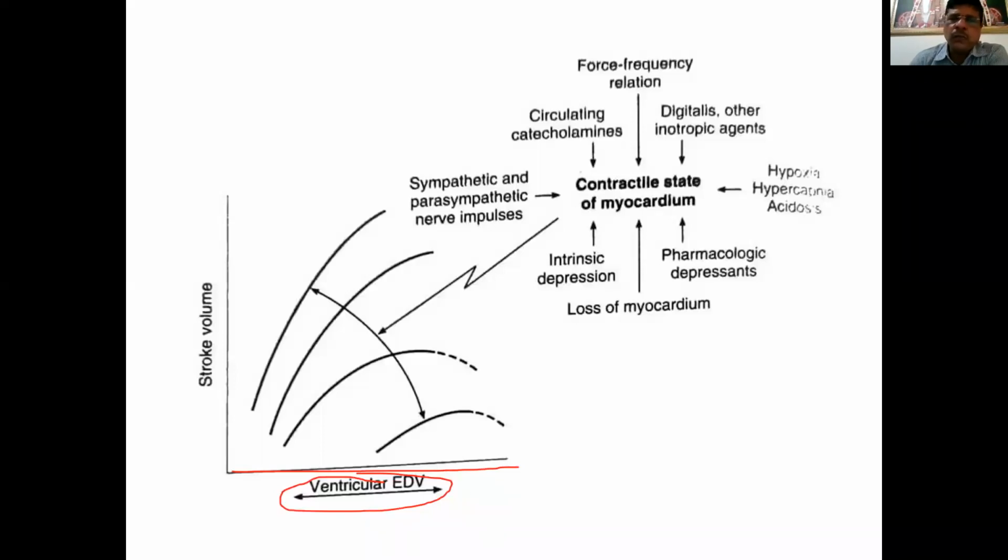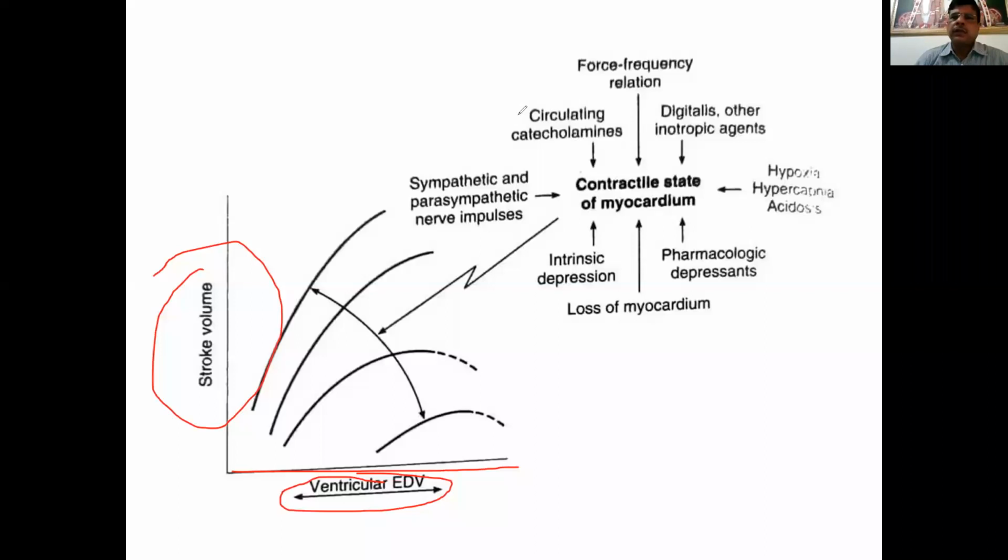Preload. Or you can also call it the initial length of the cardiac muscle fiber, because ultimately this is the one which is going to determine the initial length of the cardiac muscle fiber. On the y-axis, you have the stroke volume. Any other words you can use for the stroke volume here? Force of contraction. Yes, very good, you can also call it the force of contraction.